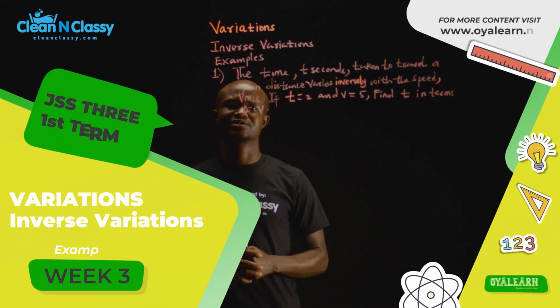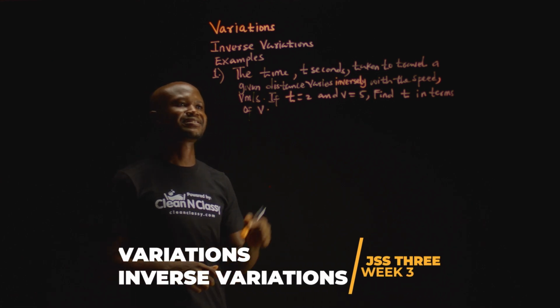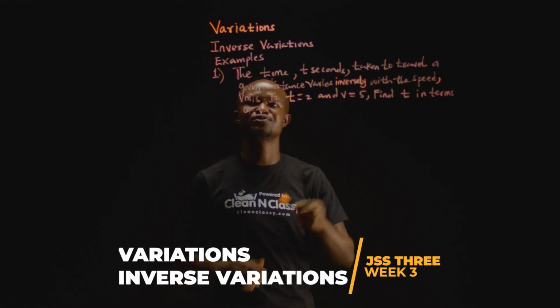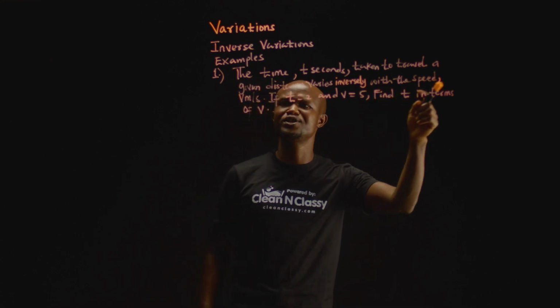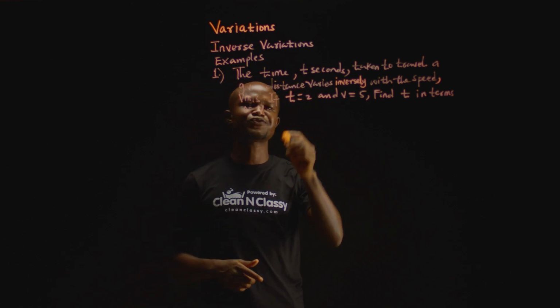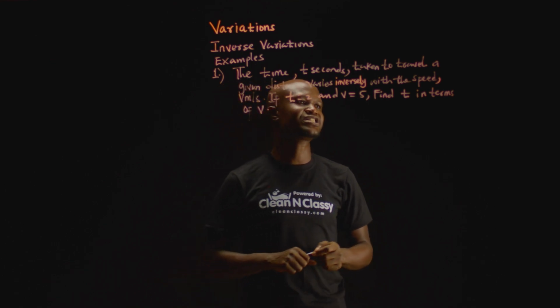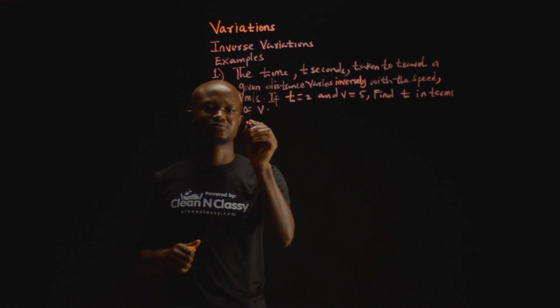Inverse variations. Examples. The time t seconds taken to travel a given distance varies inversely with the speed v meter per second. If t equals 2 and v equals 5, find t in terms of v. Solution.